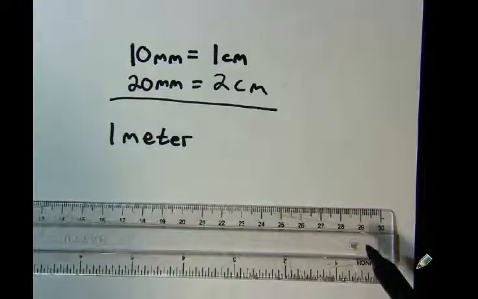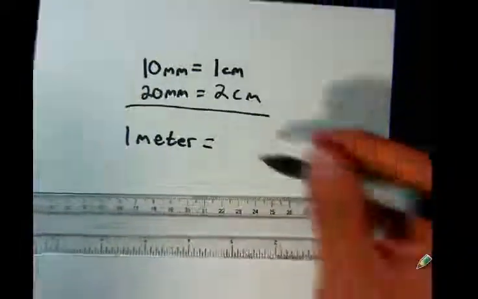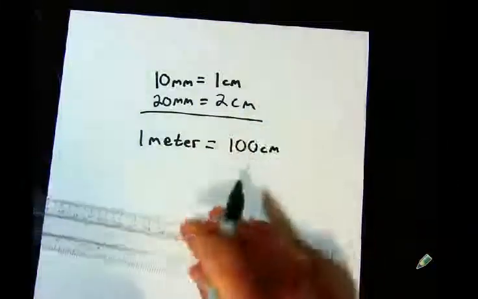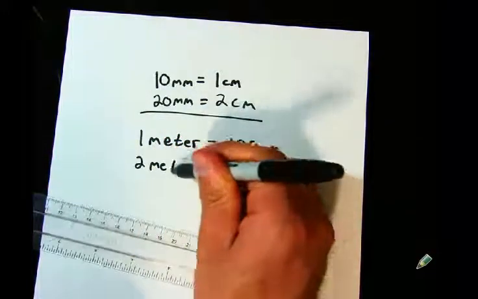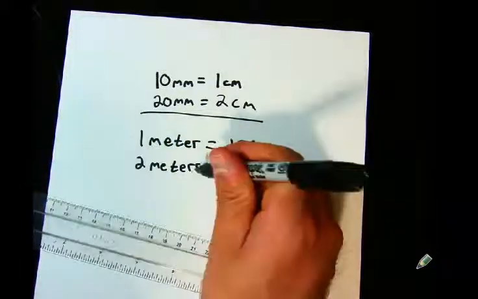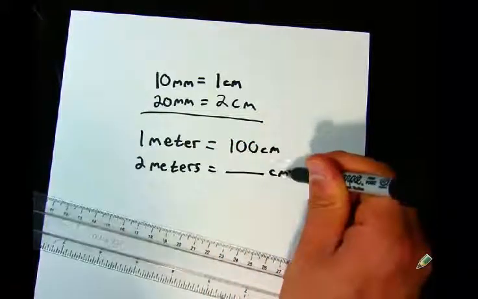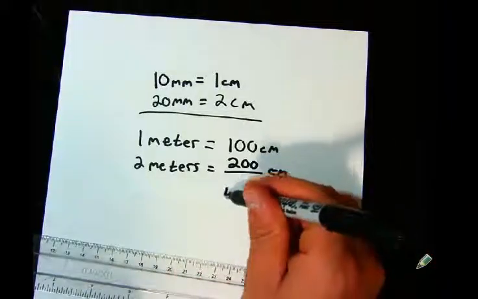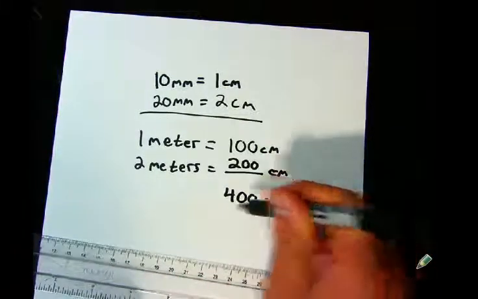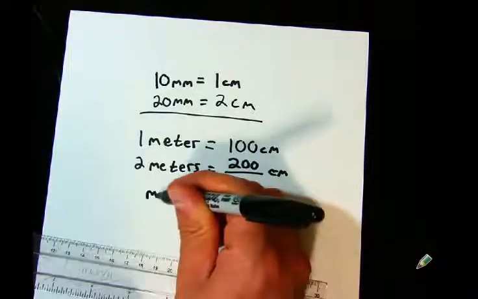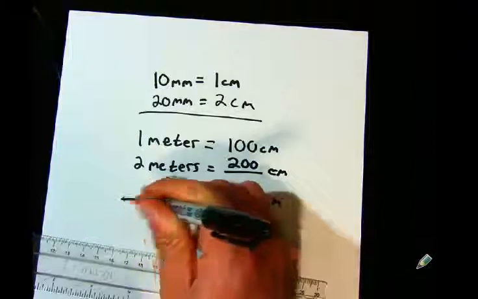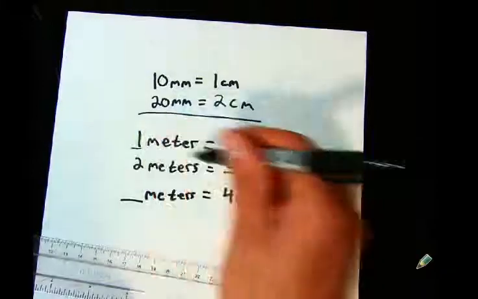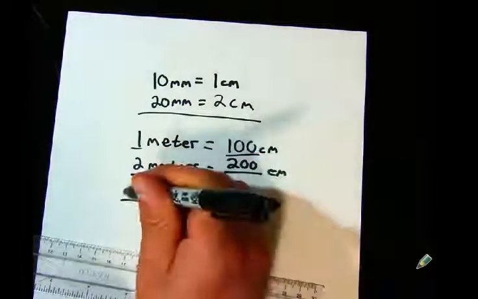A meter stick is 100 centimeters. So if we write 1 meter, that's like saying 100 centimeters. So let's say we had 2 meters. How many centimeters would that be? It'd be 200 centimeters. Okay, if we had, let's say, 400 centimeters, how many meters would that be? Well, if you look at the pattern here, every 100 makes a meter. So 100 makes 1, 200 makes 2, 400 would make 4 meters.